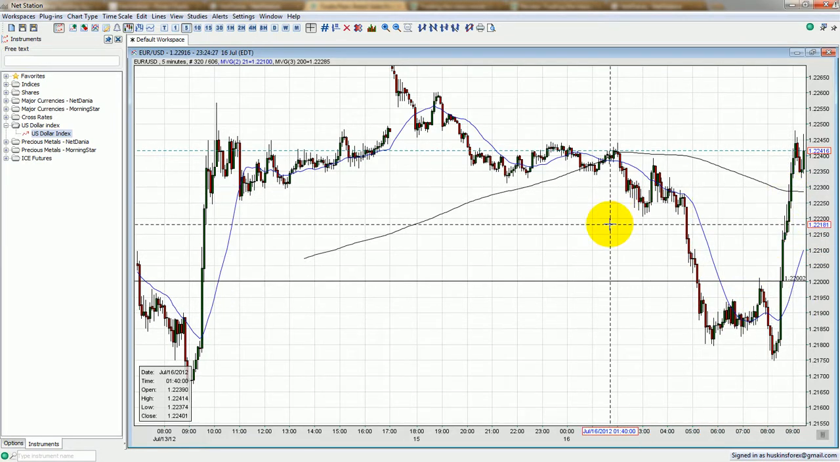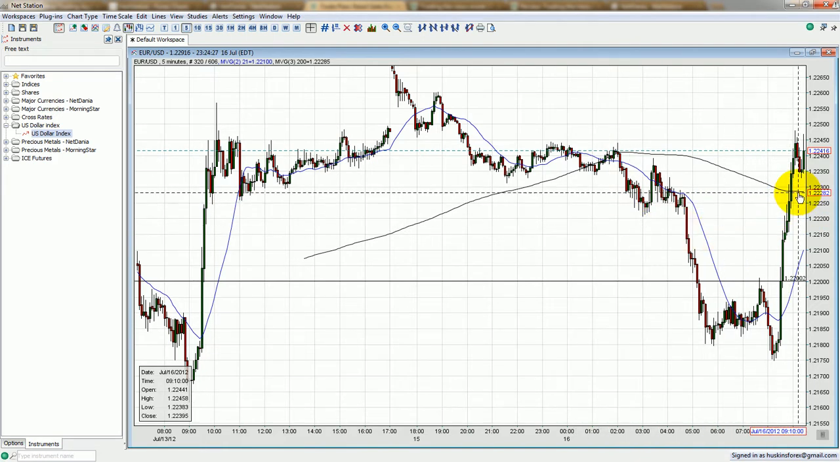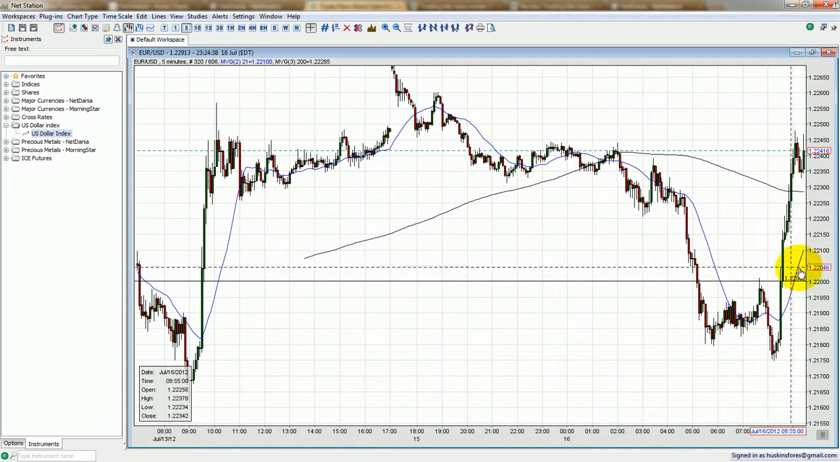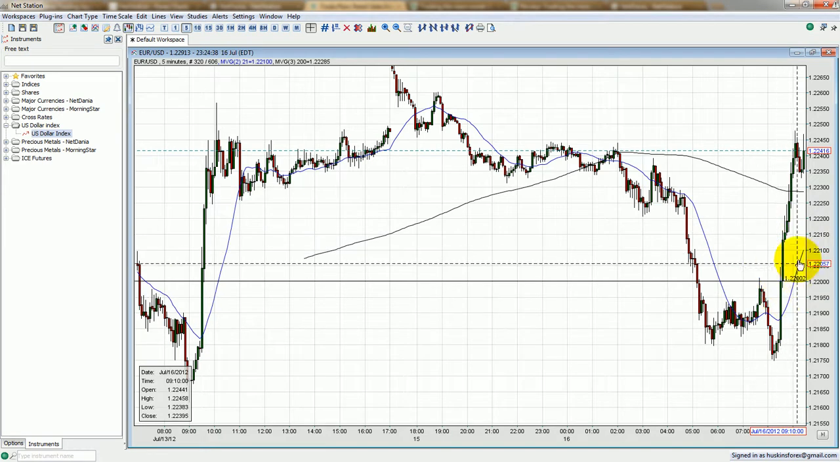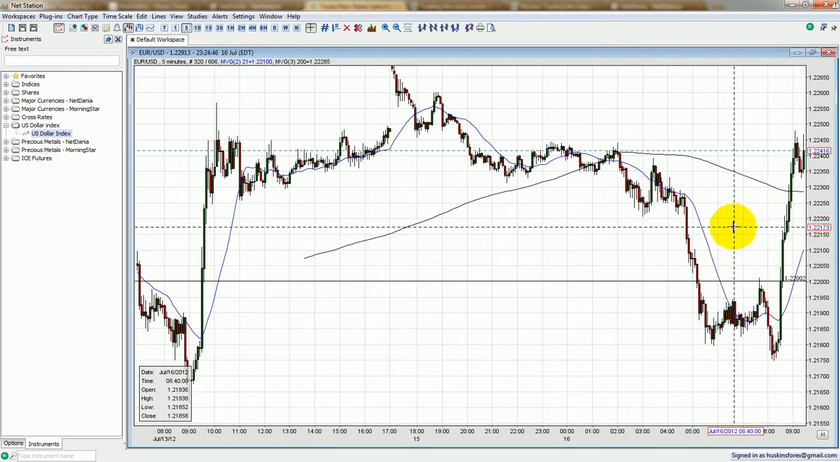So now the outlook has changed. The outlook is no longer that we will be selling the Euro USD. Now that the price has crossed the 200 SMA, we'll be looking to buy the Euro USD.